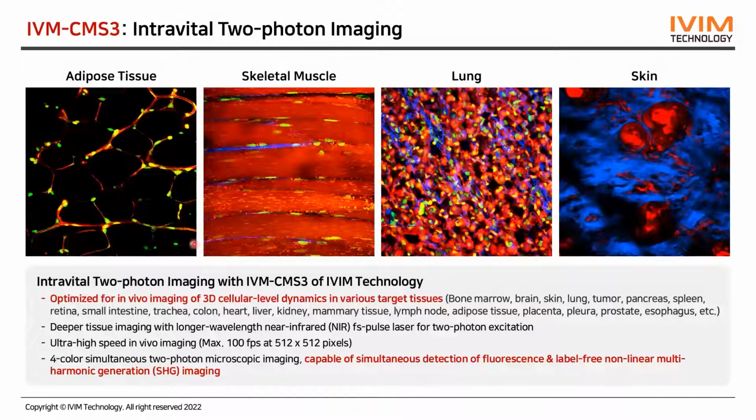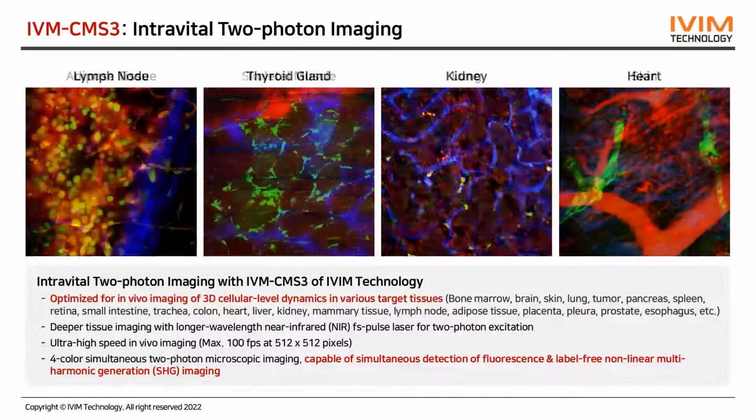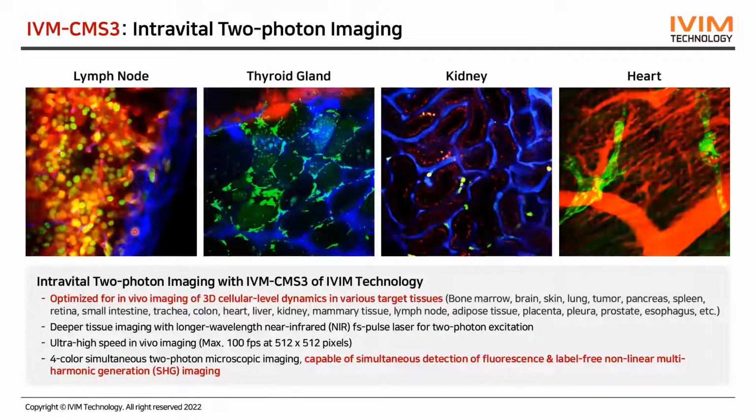And with the two-photon intravital imaging mode, we can easily acquire high quality in vivo imaging of various tissues as shown here: adipose tissue, skeletal muscle, lung, and ear skin. Especially, two-photon microscopy can acquire label-free second harmonic generation signals from the collagen structure as shown in the ear skin image, and microtubules in the muscles, and regular protein fibers in vivo. Also, it has wide applications on various imaging organs, including lymph node, thyroid gland, kidney, heart, and so on, with the best imaging quality in vivo.